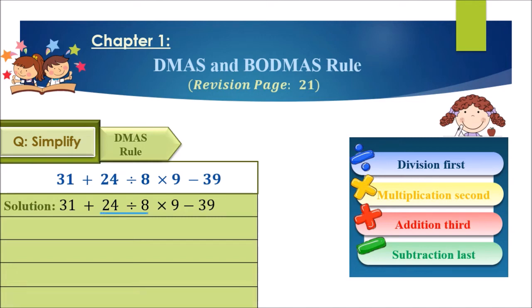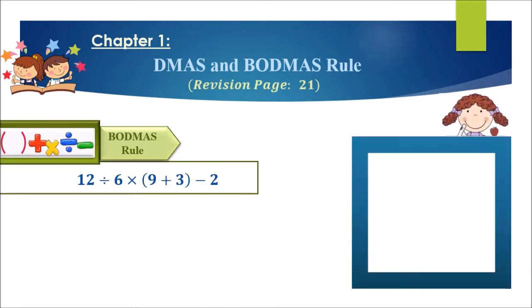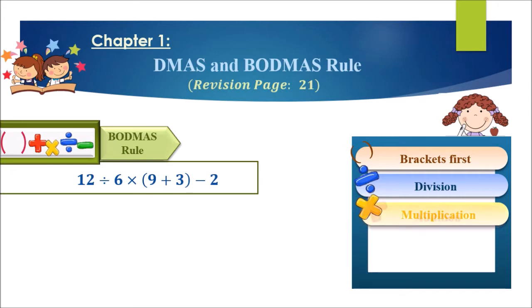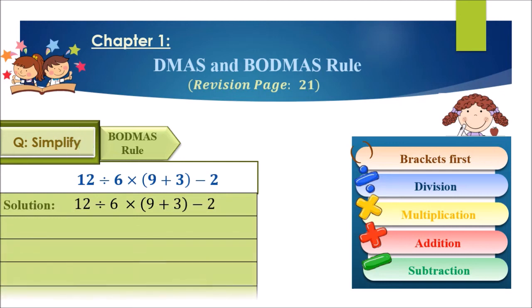Here first, we will divide 24 by 8, and then answer will be multiplied by 9. We get 27. Now add 27 to 31. We get 58. In the last, subtract 39 from 58 to get the right answer. Here we have solved only one operator in each step, and every step has started with equal sign. But according to BODMAS rule, we have to solve brackets first, and then division, multiplication, addition, and subtraction. Let's solve the question by using BODMAS rule.